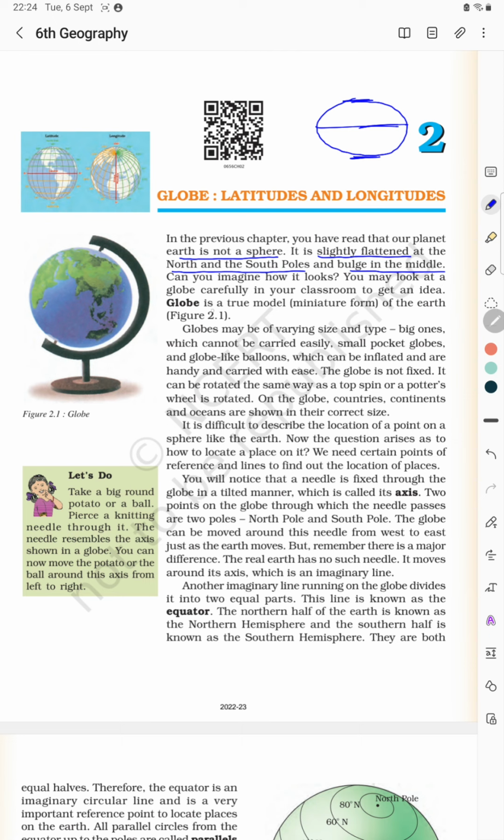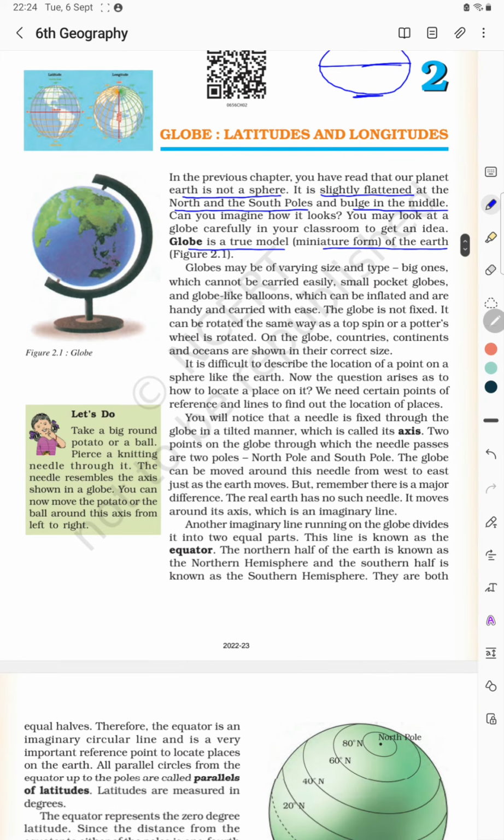So what is a globe? A globe is a true model, a miniature form of the earth. Like in this figure we can see the globe. Globes may be of varying sizes and types: big ones which cannot be carried easily, small pocket globes, and globes like balloons which can be inflated and are handy and carried with ease.